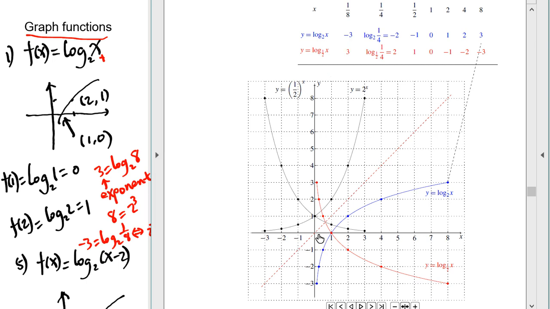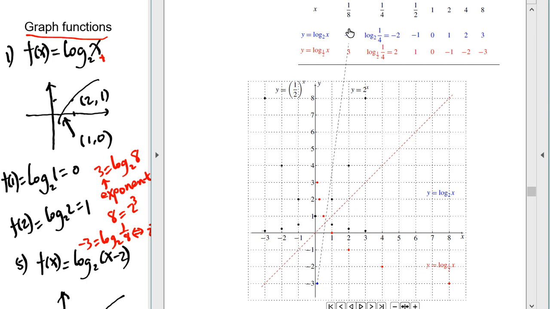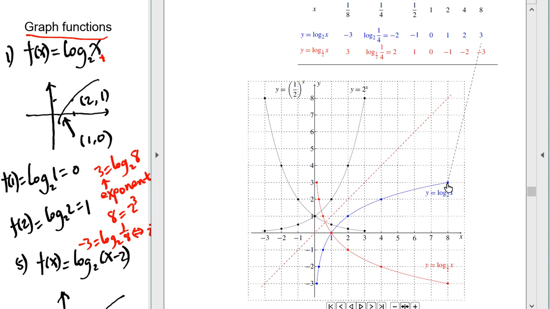So 1/8 is here, then you have negative 3. So you see 1/8, negative 3, that's this point. The rest of them follow the same pattern. You see 1/4, you have negative 2. You do the same thing. Now keep going, you can play with that. You have a graph like this until this place.